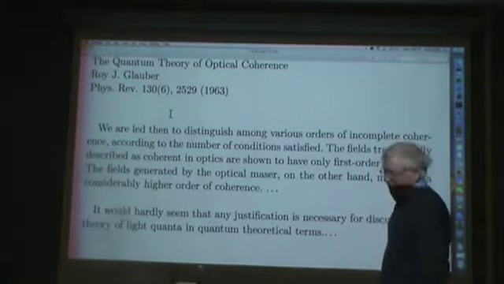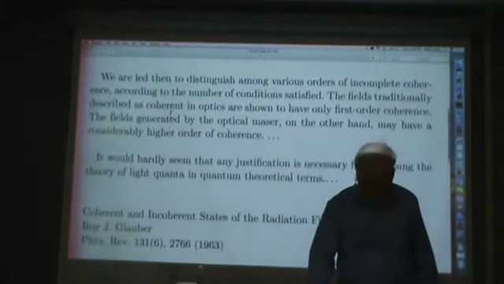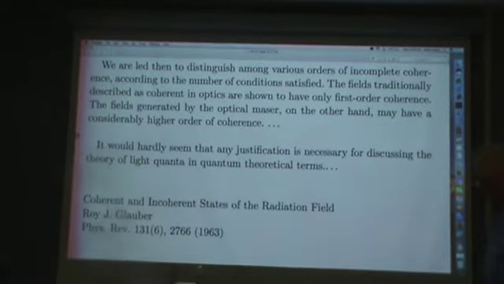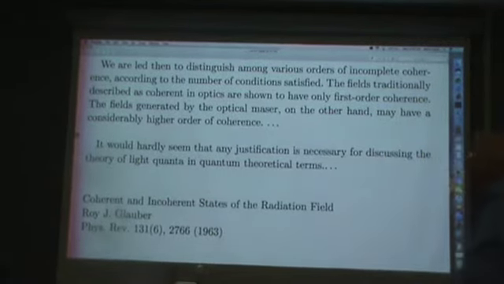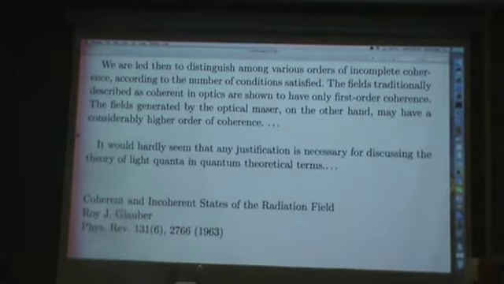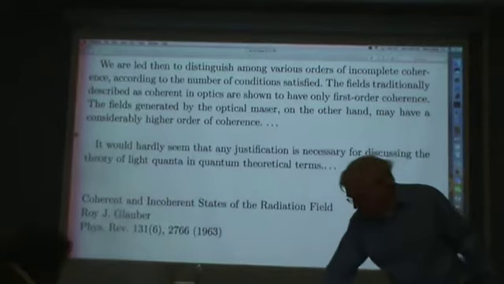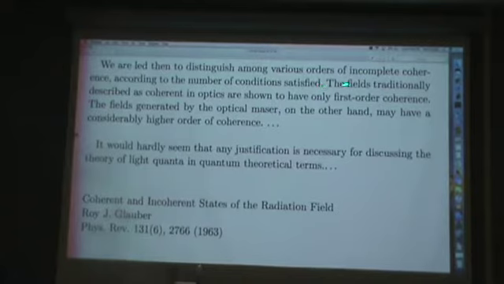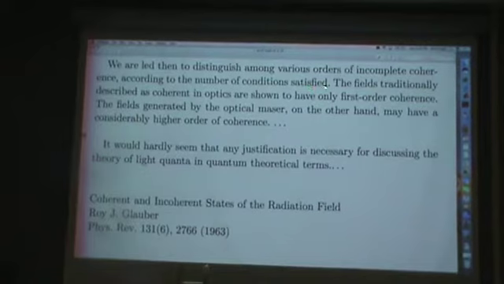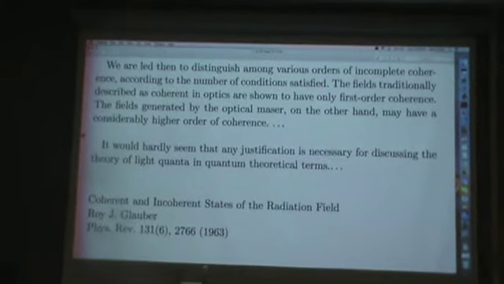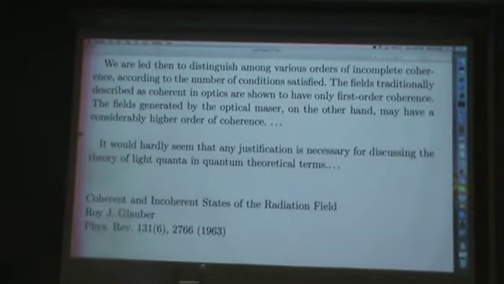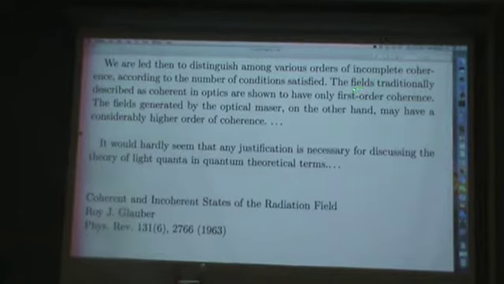Okay, so this is one of Glauber's famous papers, and I just randomly picked some sentences that I thought would be examples of good writing. So he says here, "We are led then to distinguish among various orders of incomplete coherence according to the number of conditions satisfied." He had previously said that he described various conditions for coherent light, or coherent fields.